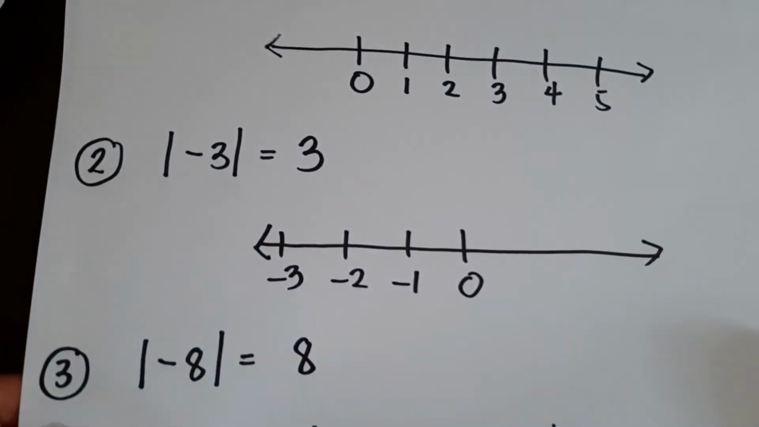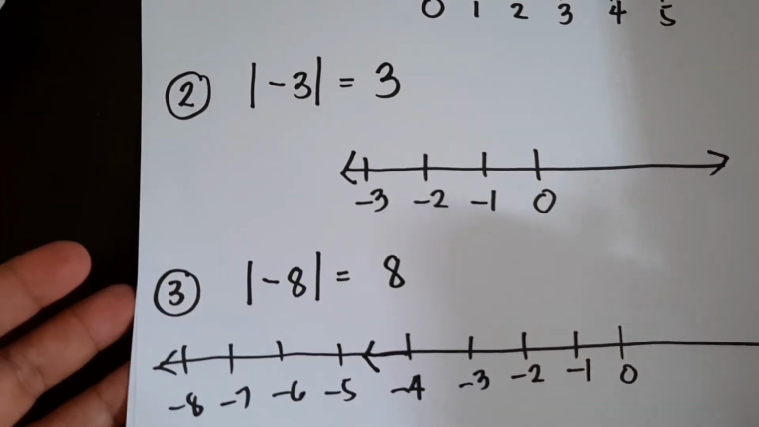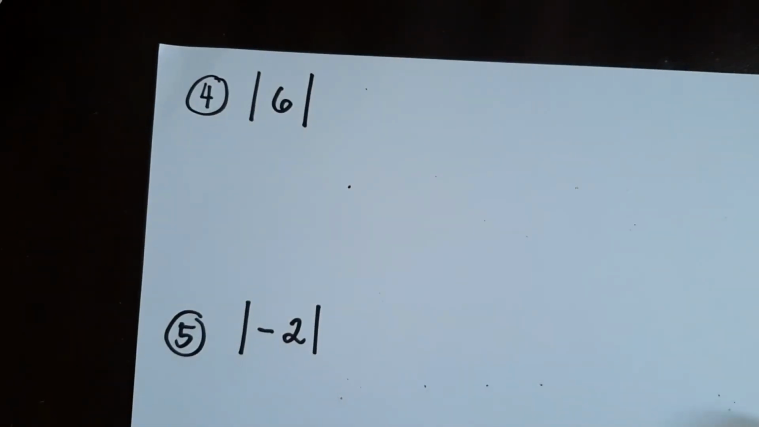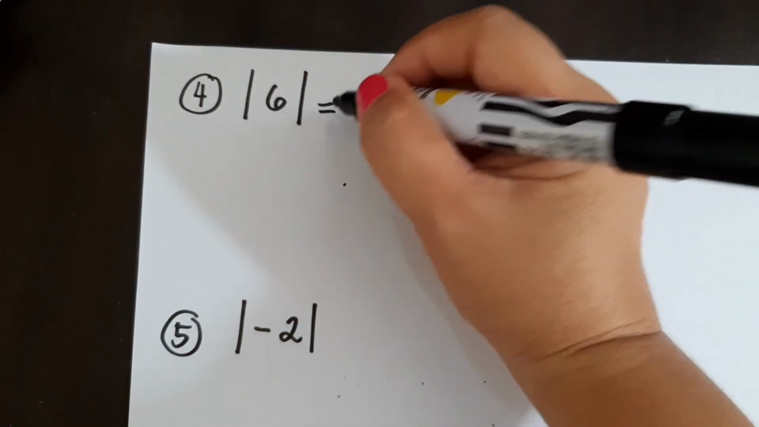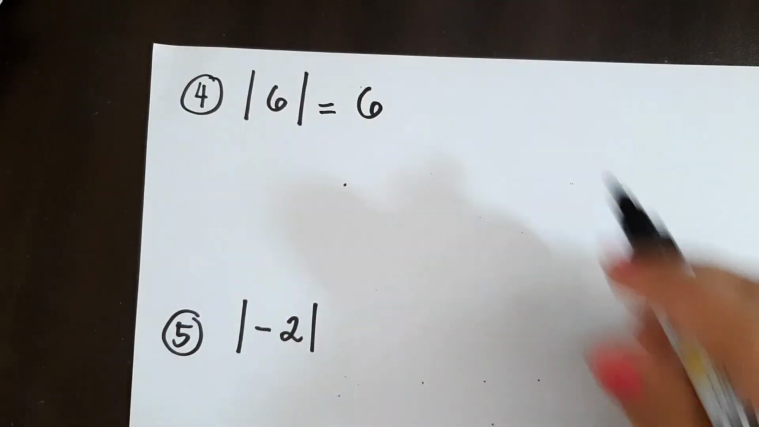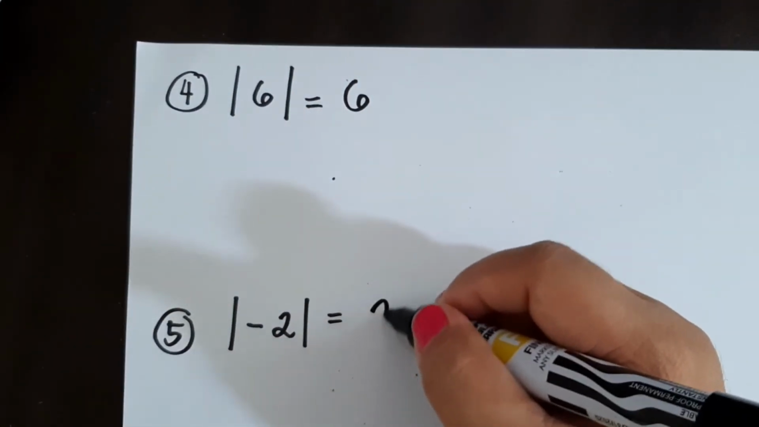So, ganun lang yung absolute value of a number. Now, if you don't want to draw lines, pwede namang lahat ng absolute value, lahat ng number na nasa loob ng absolute value sign, ang magiging sagot lagi ay positive. So, therefore, for example, ito, positive 6. Ang sagot ito, positive 6 din. And we have negative 2. Ang sagot naman ay positive 2.